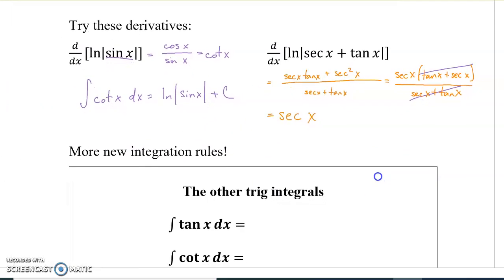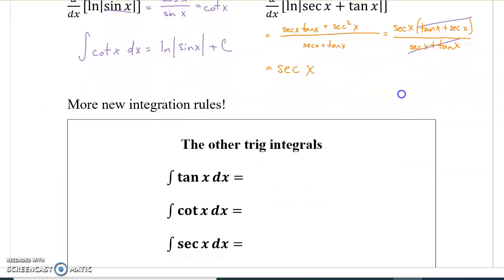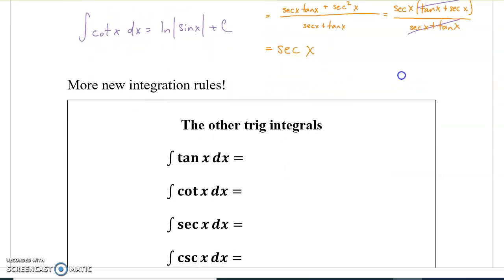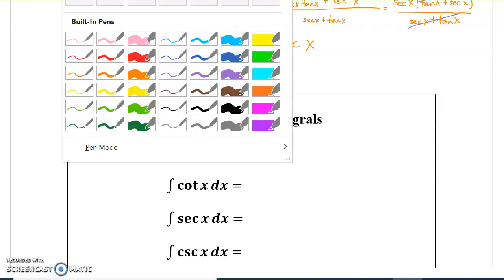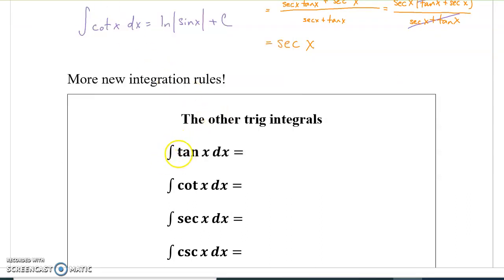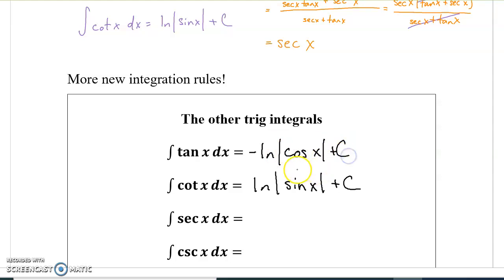The nice thing about this is we now can take the antiderivative of all four trig functions, right? We know that the antiderivative of the cotangent is the natural log of the absolute value of the sine of x. And based on symmetry, you might be able to guess this, but we've got a negative natural log of the absolute value of the cosine of x when we try to take the antiderivative of the tangent of x.